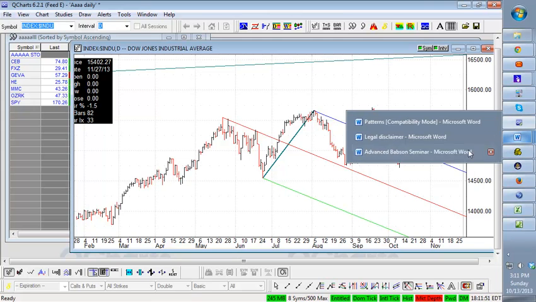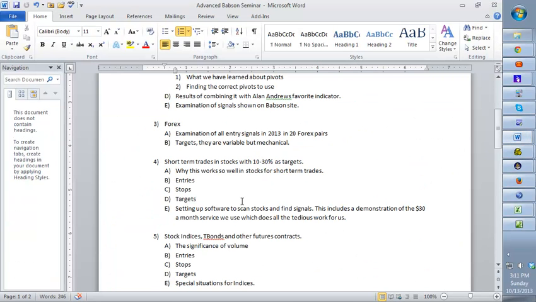And that's one of the things that we do in the Babson seminar when we're talking about short-term trades in stocks, because as you'll see, when we use the median line as our target reminder, so to speak, you'll see that when you're going with the trend, it's so much easier for the price to make it to the median line or past the median line. And so what we'll do is we'll adjust for that.